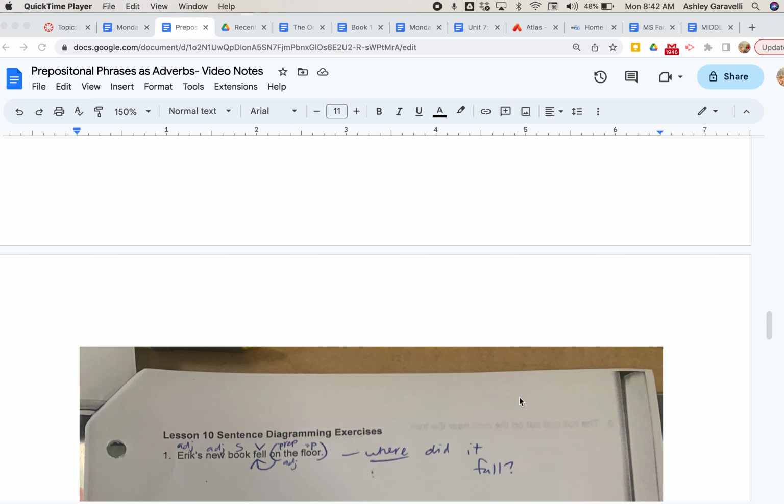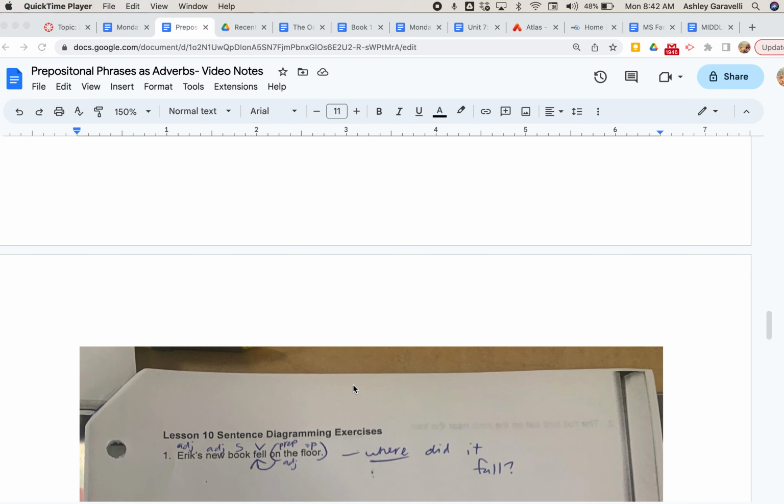have our prepositional phrase. Now before I diagram it, I'm going to ask myself, what is on the floor modifying? Well, it's telling us where it fell, okay? So it's acting as an adverb. Think about how it would be different if it was acting as an adjective. If we said Eric's new book on the floor fell, then on the floor would be telling us which book, and it would be acting as an adjective. But the way that this sentence is written is you have on the floor telling you where it fell, okay?